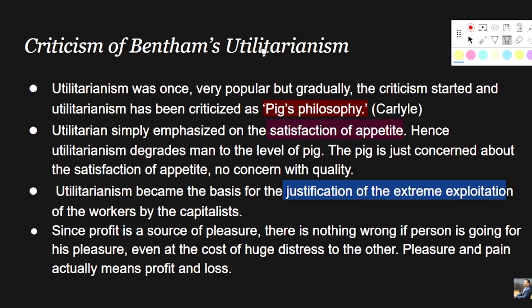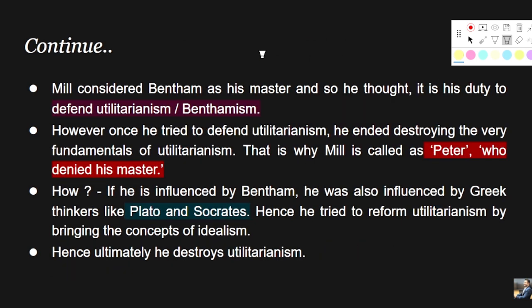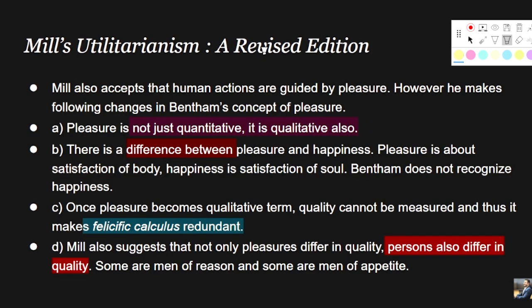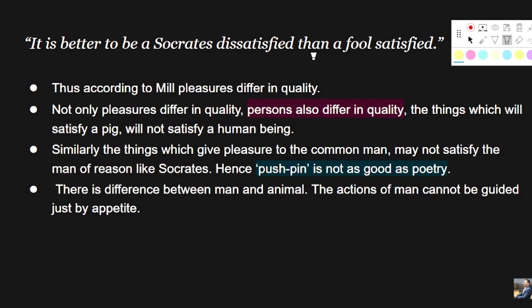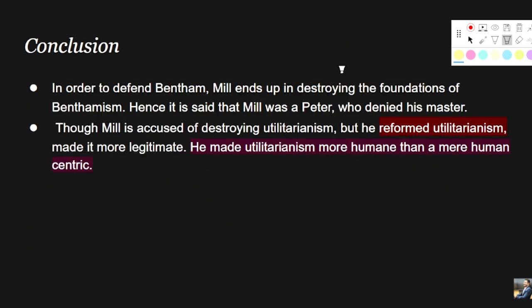Then we saw criticism of Bentham's utilitarianism, which was a major basis for J.S. Mill, who was his student, to build his revised version of utilitarianism. His basic idea was that it is better to be Socrates dissatisfied than a fool satisfied. Why? Because he made a qualitative difference between pleasure and happiness. In the case of Bentham, they were one and the same, but in the case of Mill, pleasure and happiness were distinct entities because of their quality of satisfaction. Then we saw a conclusion.